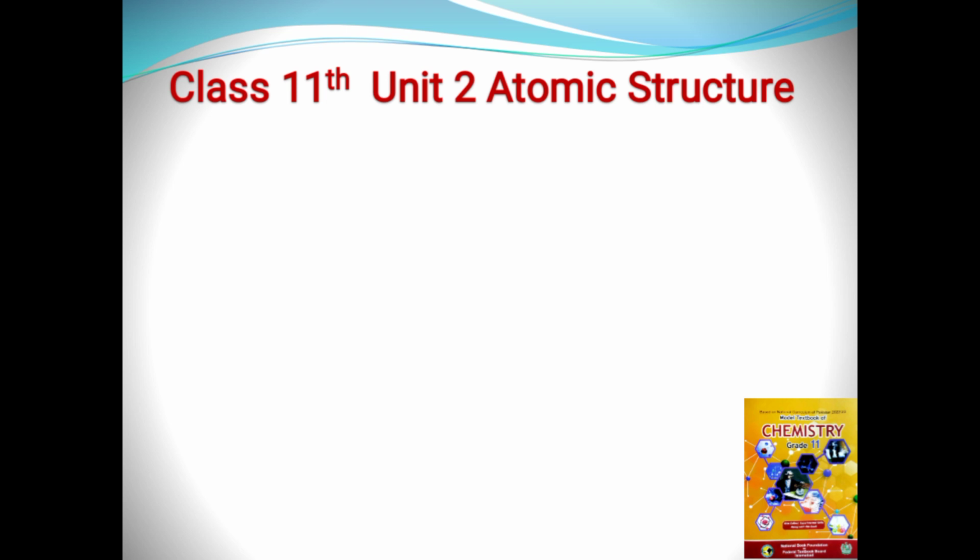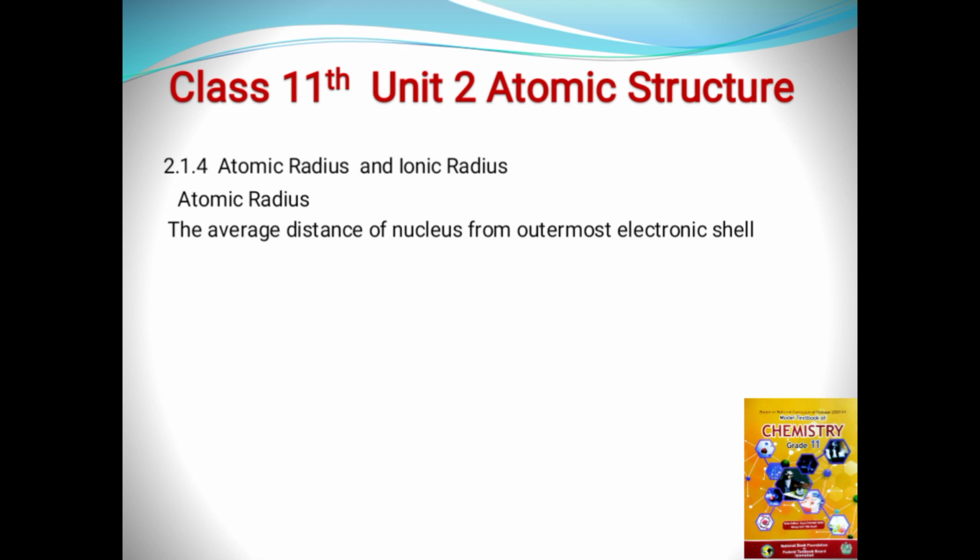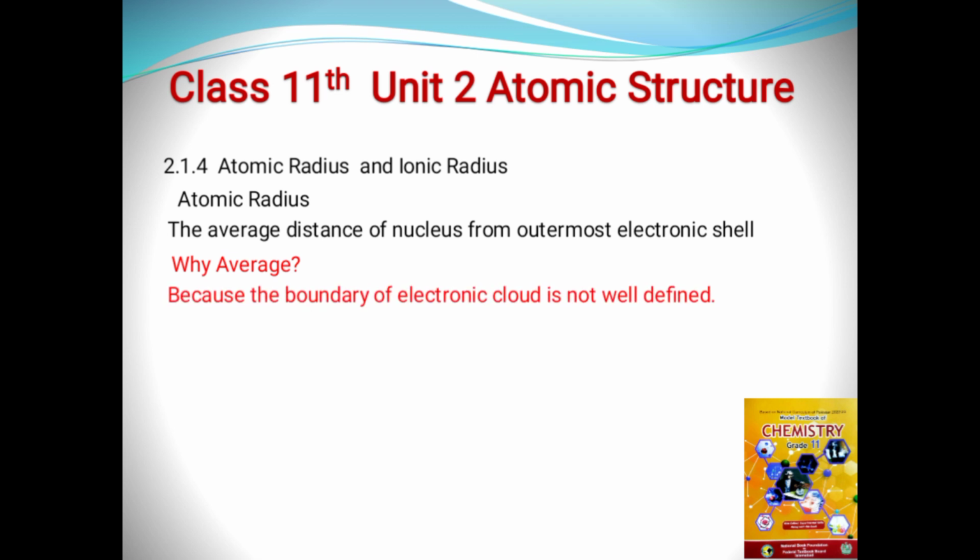This is unit number 2, atomic structure, and today the topic is 2.1.4, that is atomic radius and ionic radius. What is atomic radius? The average distance of the nucleus from the outermost electronic shell is called atomic radius. Why do we take the average? Because the boundary of the electronic cloud is not well defined, that is why we take the average.